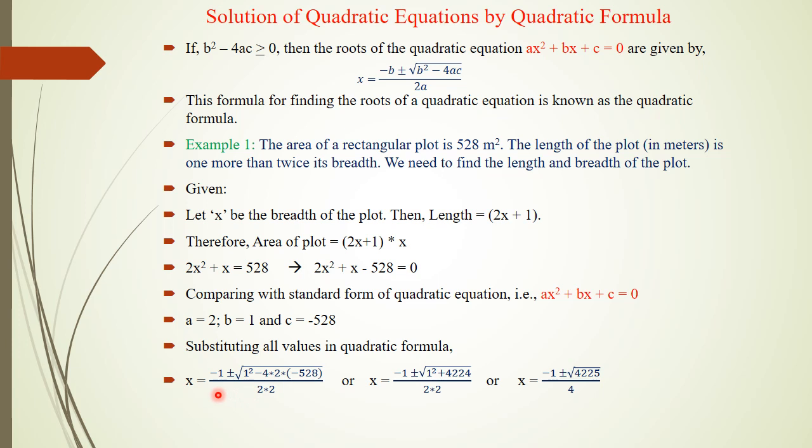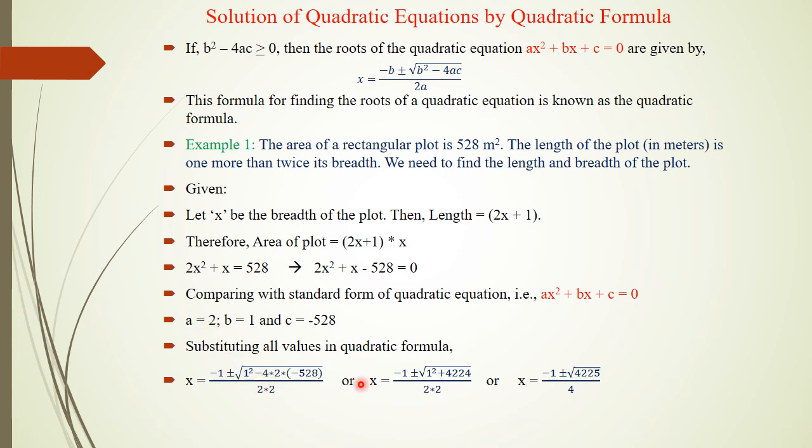When I substitute that, in place of b, it will be 1 here, plus or minus square root as it is. B square is nothing but 1 square, minus, in place of 4, I'll keep 4 as it is. In place of a, I will put 2 here. In place of c, I will put 528. Since c is negative, I'll put it in a bracket so that it will not create any confusion further. Then whole divided by 2 into a. Here a is nothing but 2 again.